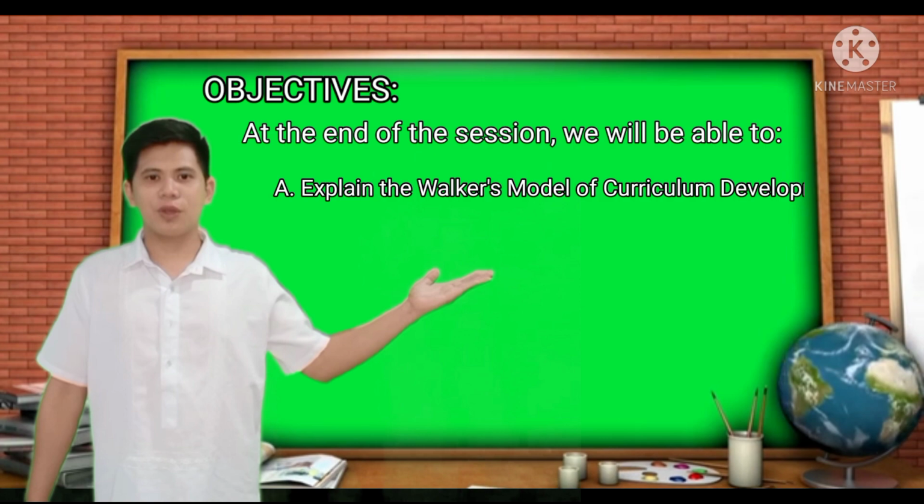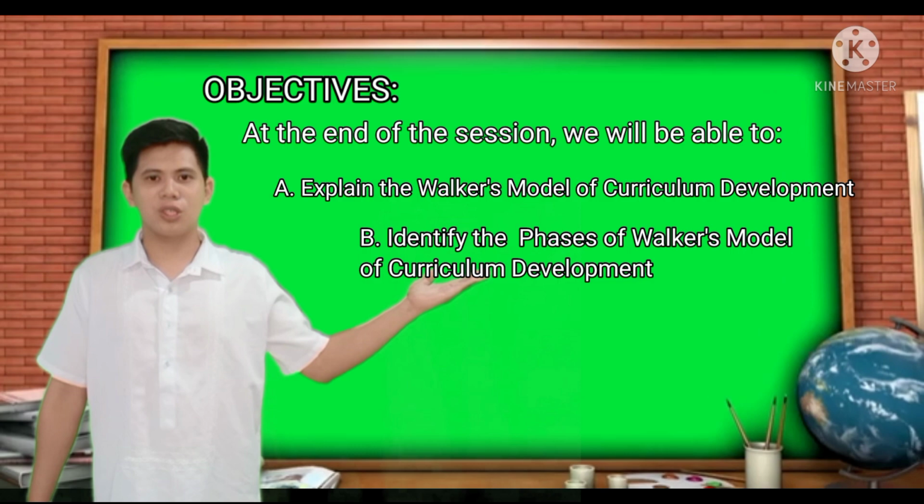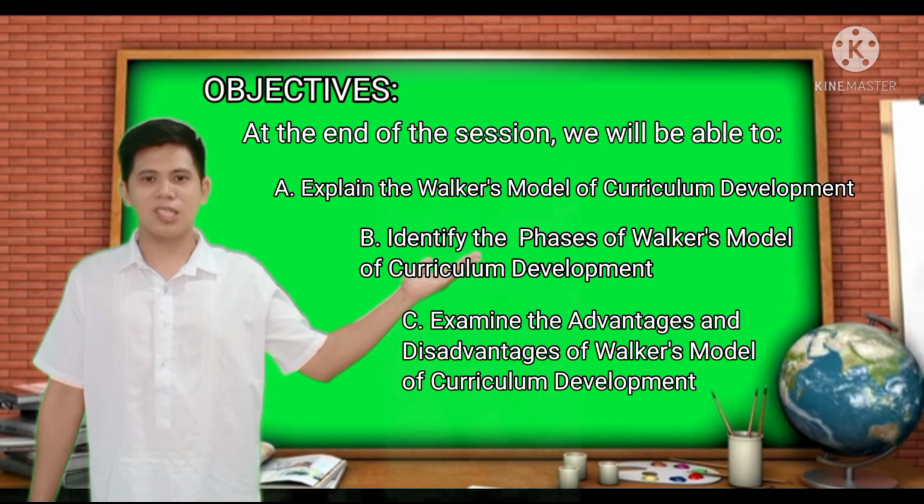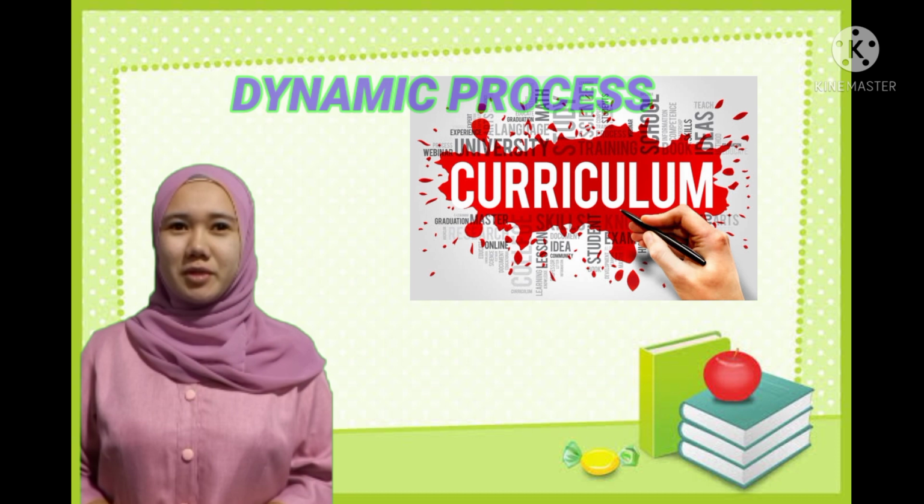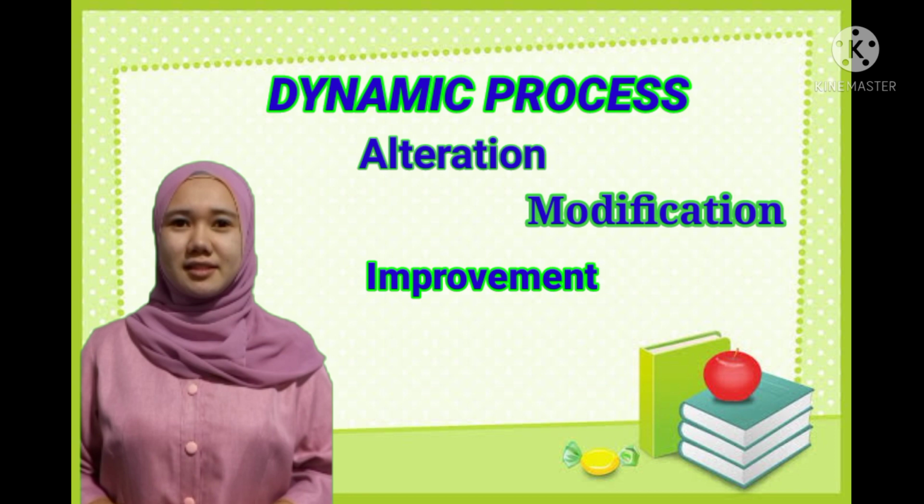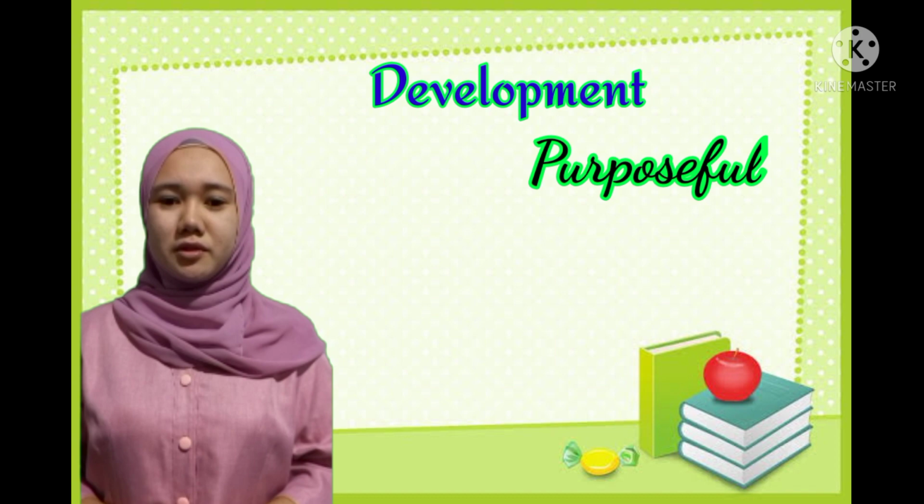Identify the three phases of Walker's naturalistic model of curriculum development. Examine the advantages and disadvantages of Walker's naturalistic model of curriculum development. Curriculum is a dynamic process. A change for the better means any alteration, modification, or improvement of an existing condition to produce positive changes. Development should be purposeful, planned, and progressive.